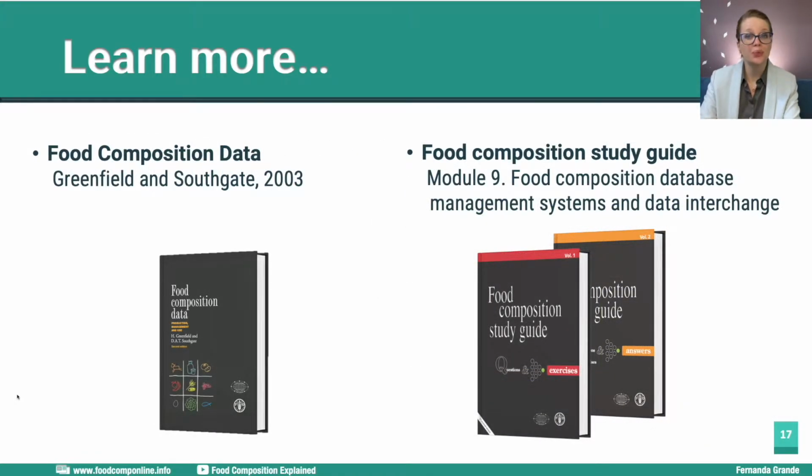And also, if you want to read more about the compilation process, you will find a lot of information in our Bible, the Greenfield and Southgate book on food composition data, and also in the study guide. Module 9 is dedicated to food composition database management systems and data interchange. And if you want to access all these publications, you can go to the Food Composition Explained website. I will leave the link down here in the video description, and you will find the link to access all the documents that I have mentioned here, including the FAO in Foods compilation tool. So now let's go to our practical examples.